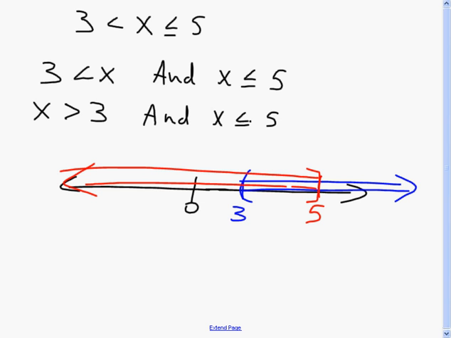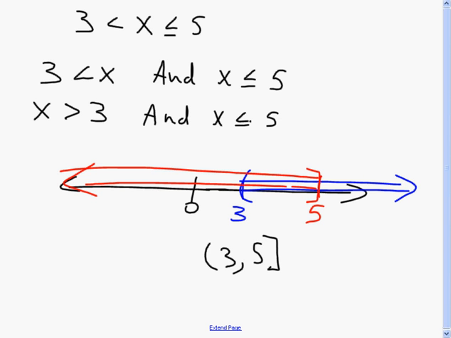In interval notation, where I overlapped, where I shaded twice, where the blue and the red overlap, is from 3 parentheses to 5 bracket, because the parentheses means I'm not including 3, so I technically only shaded the 3 one time. The bracket means I did shade it twice there, so that's why I'm putting a bracket at 5. So parentheses at 3, bracket at 5.